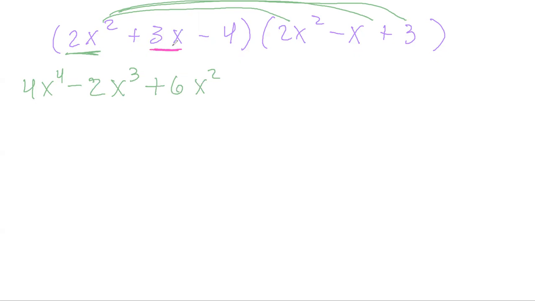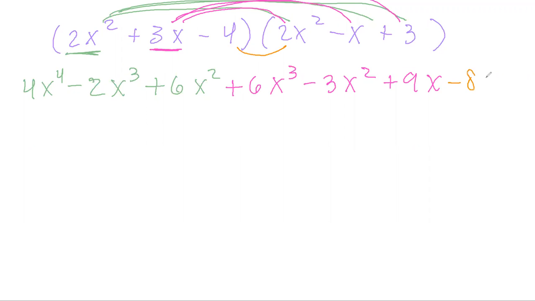Now using the 3x, I'm multiplying that again to 2x squared, so I have plus 6x cubed. Multiplying that with the minus x, so I get minus 3x squared. And then lastly onto the 3, so I have plus 9x. And then minus 4 times 2x squared, so I have minus 8x squared. To the minus x, so I have plus 4x. And then lastly, I have minus 12.